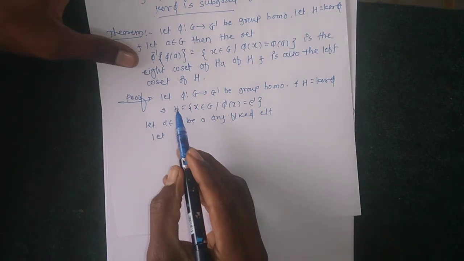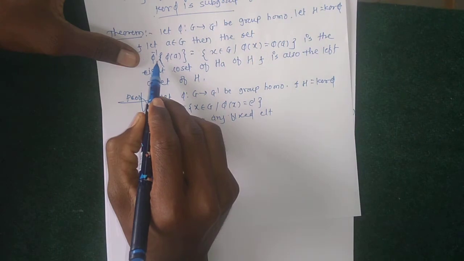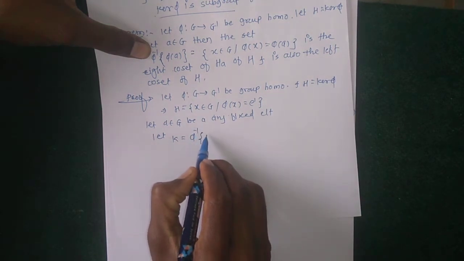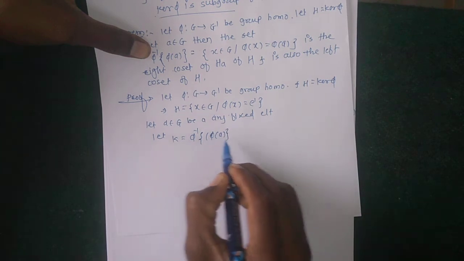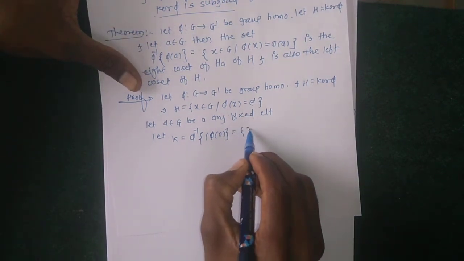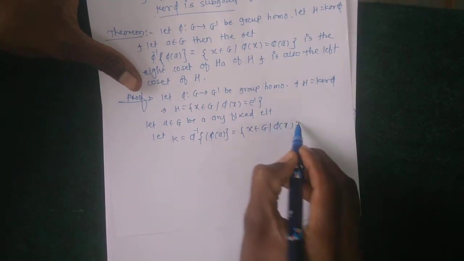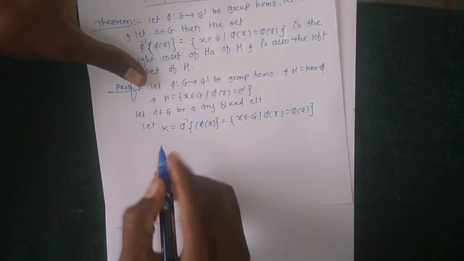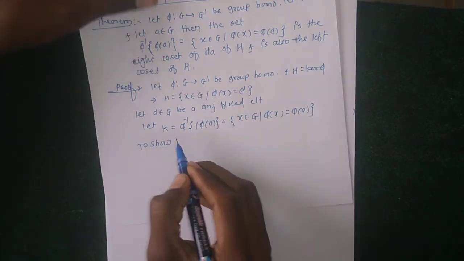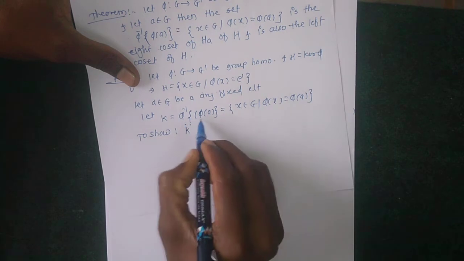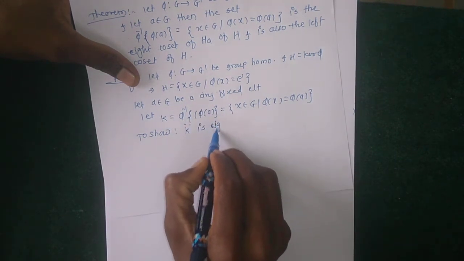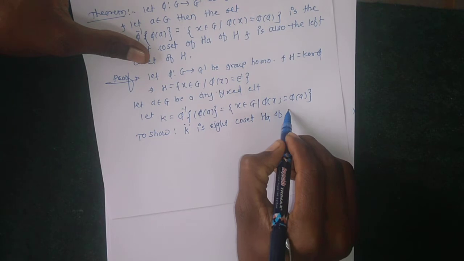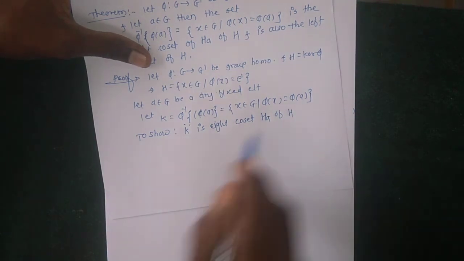Suppose that this set is, as a notation, K. This set K is phi inverse of phi of A, which is the set of x belonging to G such that phi of x equals phi of A. Their notation is only K. Okay, and we have to show this set K is a right coset HA of H, and also a left coset.